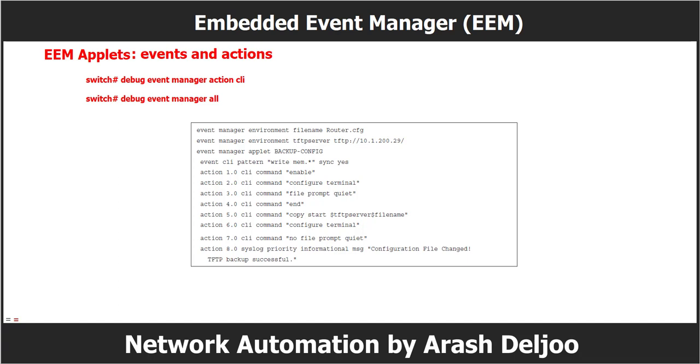When the applet is triggered, the following actions are invoked. First, the router generates a syslog message that says configuration file changed, TFTP backup is successful. Let me review it.